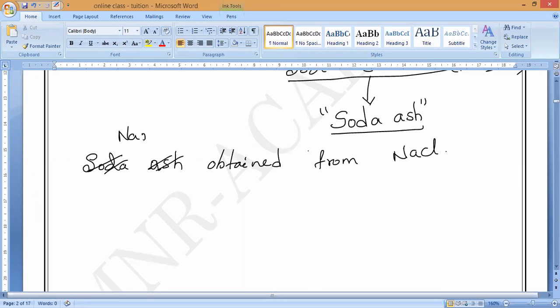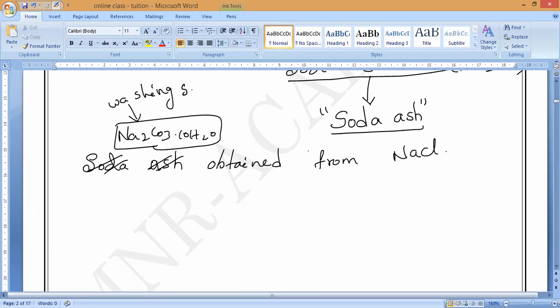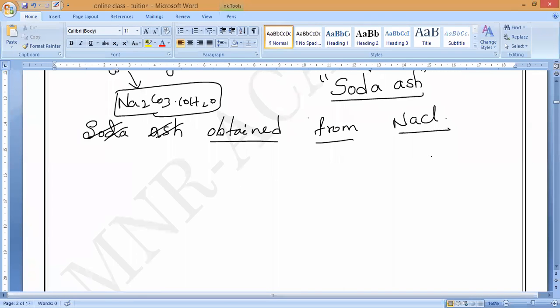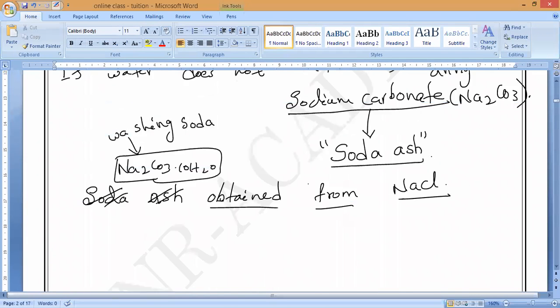So Na2CO3 dot 10H2O, what do you mean by this one? Hydrated sodium carbonate, washing soda. Washing soda is also obtained from sodium chloride only. Sodium chloride is called common salt. Understand? Now, this is all about the introduction.